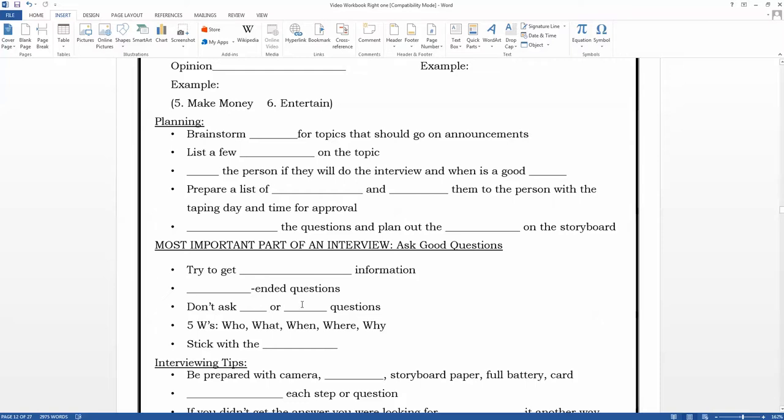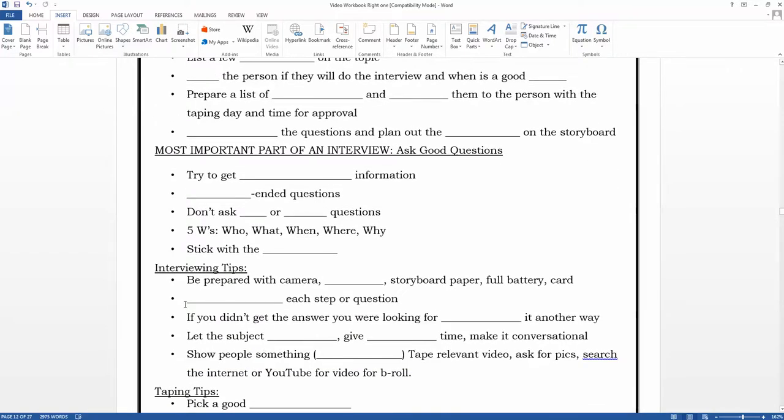Don't ask yes or no questions for the same reason we talked about not using closed-ended questions. If it's especially for informational, make sure you're getting the who, what, when, where, why. And then make sure that you are always sticking to the topic. So all of your questions should be on topic.